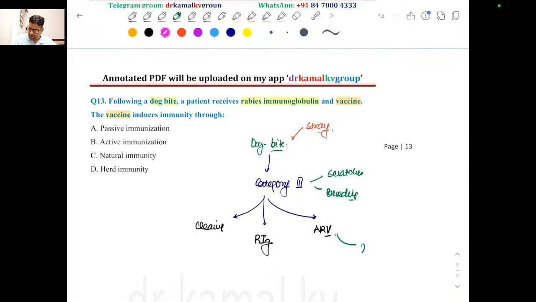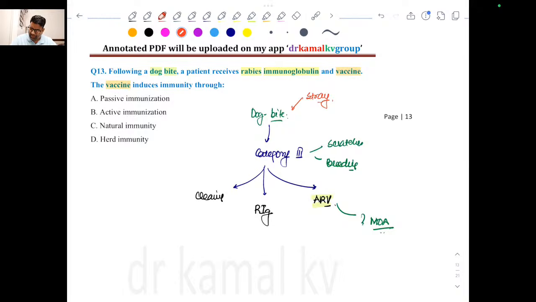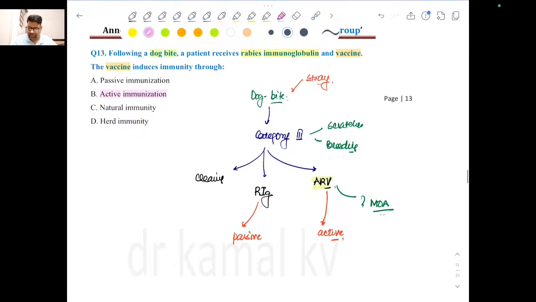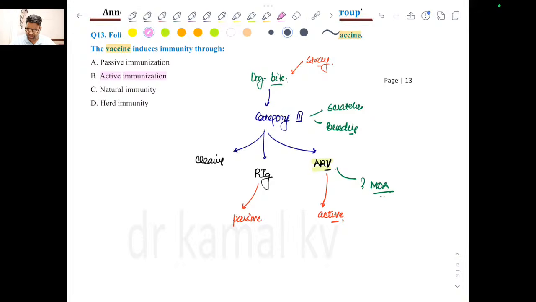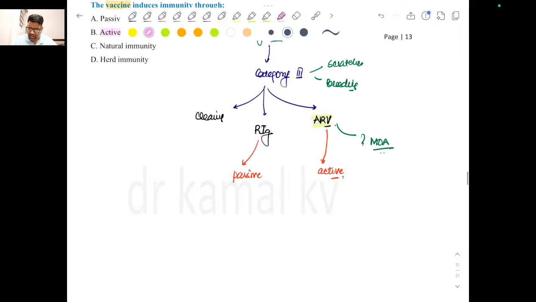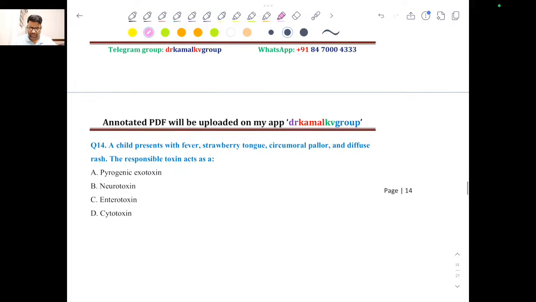Now the question is, what is the mechanism of action of inducing immunity by this anti-rabies vaccine? Yes, I think it's pretty easy, and if you take your time, you will definitely answer this nicely. Immunoglobulin is always passive, and this is always active. Clear? So vaccine is by active mechanism, immunoglobulins are ready-made antibodies, so that's passive. So yes, very good, Priya. So this is how you can solve this basic question.